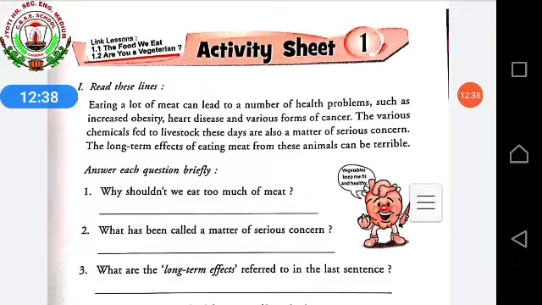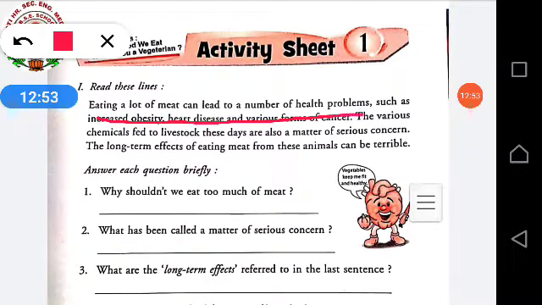So let's start solving. Why shouldn't we eat too much meat? The answer is given in the first line. Why can't we eat too much meat? Because eating a lot of meat can lead to a number of health problems. That's why we shouldn't eat too much meat. Whatever answer I am telling, don't copy it in your textbook. Okay? I am just discussing the answers with you all. But you have to solve by yourself.